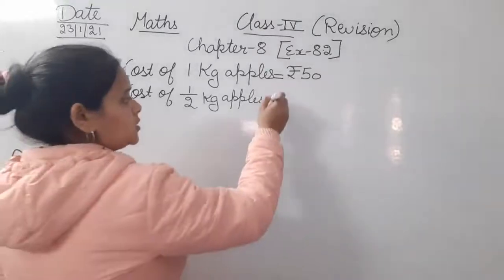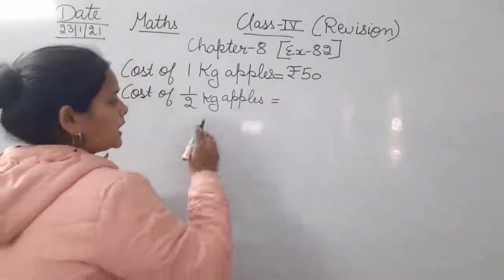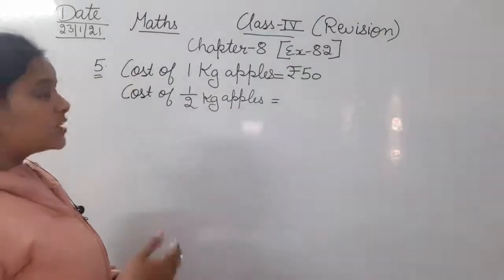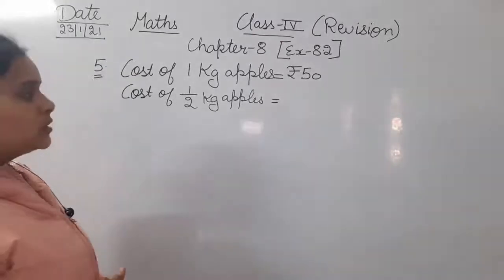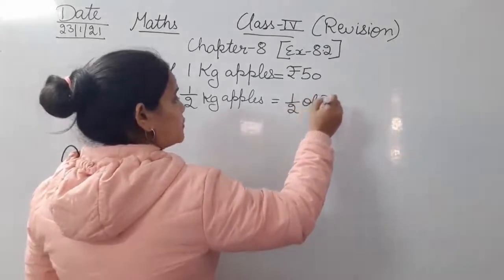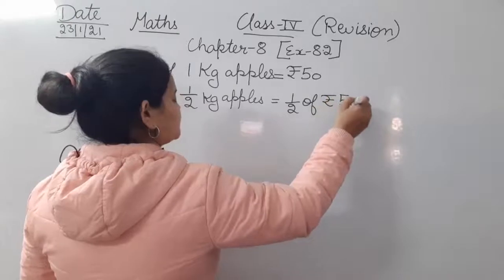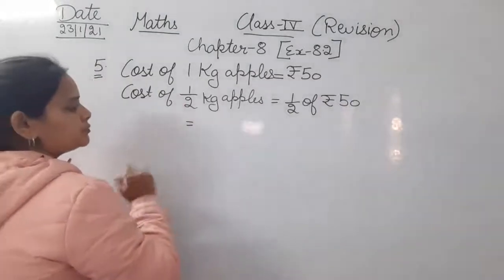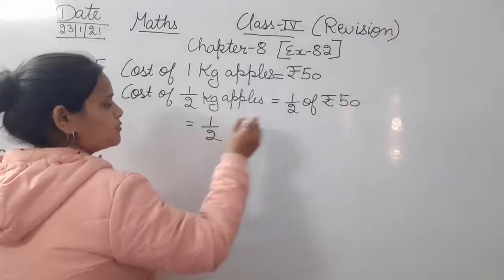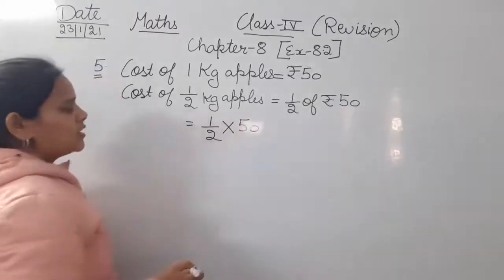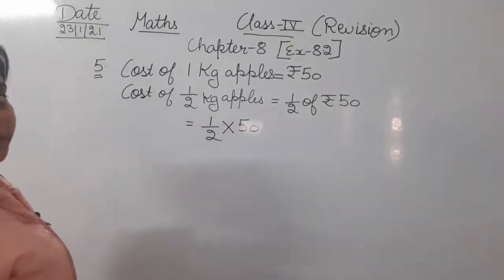If the cost of 1 kg is 50, what will be the cost of half kg? The cost of half kg will also be half of the total amount, that is half of rupees 50. Therefore, the cost of half kg apple is half of rupees 50. That is equal to 1/2 of 50; we will change the 'of' to the sign of multiplication. So 1/2 multiplied by 50. Clear?